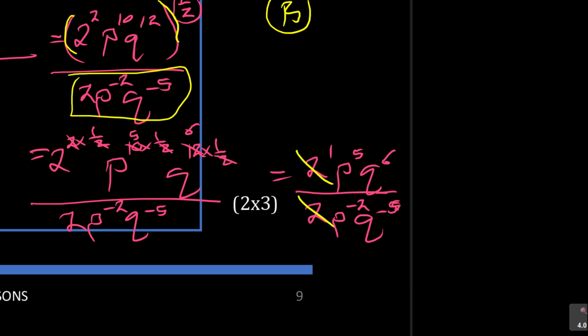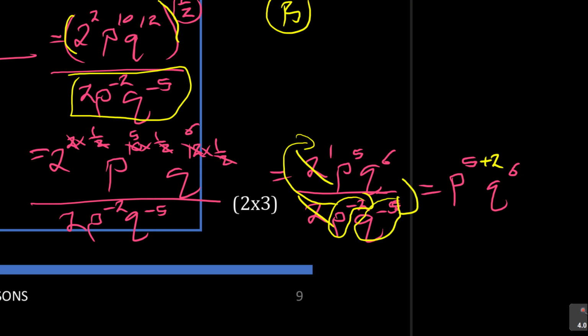And then look at q. So I mean p, you've got p to the power of 5. Now if this p here goes to the top, tell me what happens. It was negative 2, so it will become what? Positive 2. And then same thing, I've got q to the power of 6. If this q here goes up, it was negative 5, it becomes positive 5. Those are things that you must remember.